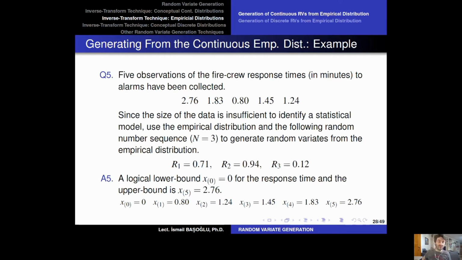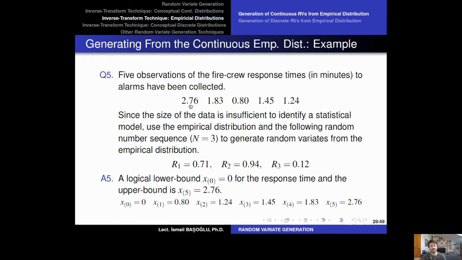So let's do that for this small size example, which is from your textbook. I'm just going to explain this question in my own language. 5 observations of the 5 crew response times in minutes to alarms have been collected. Imagine you are going to create a simulation model for fire station operations. What is the response time? It's the duration that starts with the alarm going on and ends when the fire crew reaches the fire incident location. So this is called the response time, and these are 5 observations of the response times to arbitrary locations of fire incidents.